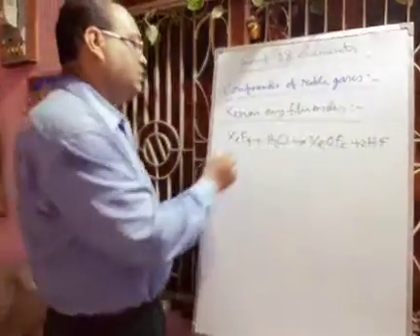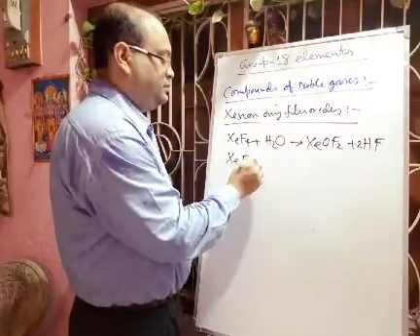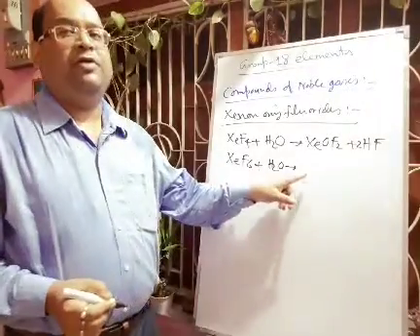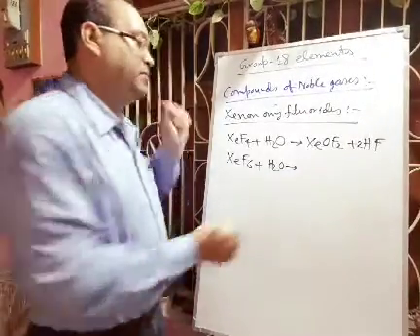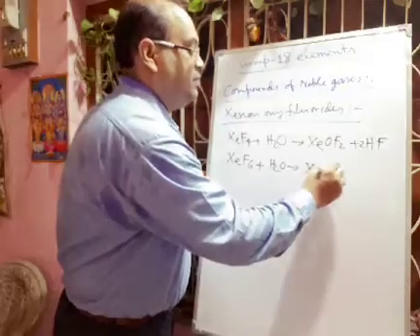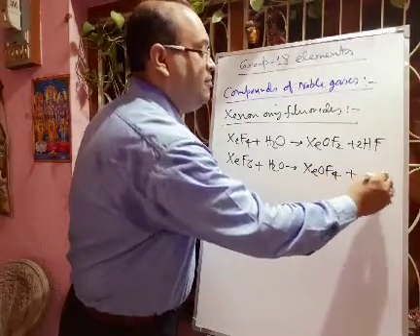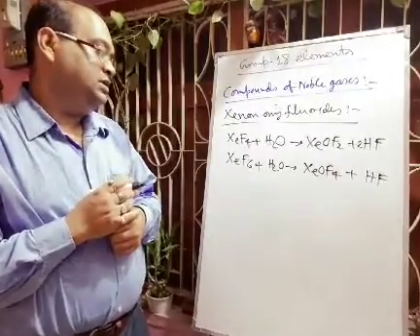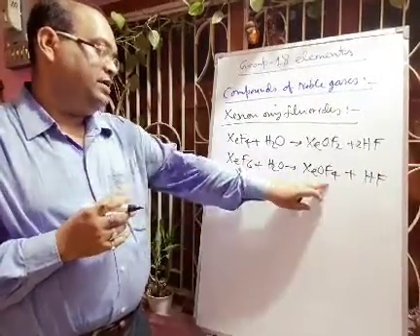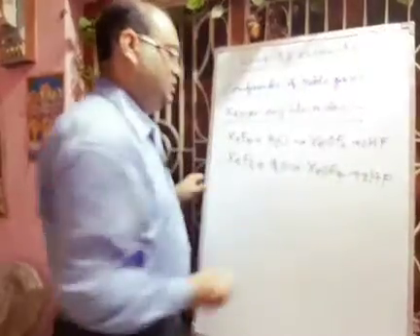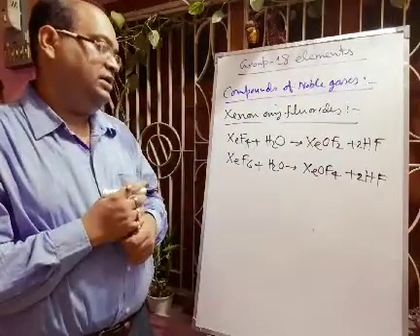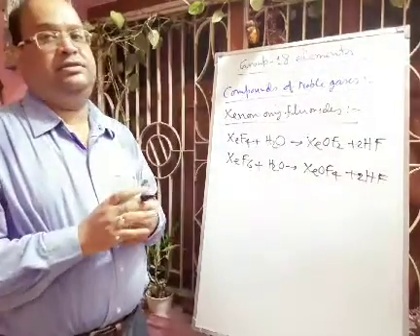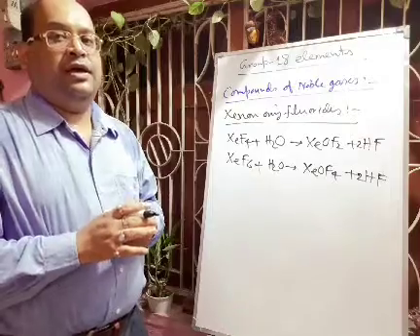And if you take xenon hexafluoride and add water, then it will produce XeOF4 plus HF. Now you have to balance this equation. Here already 4 is taken, so here you have to put 2. Now I think it is balanced. So these are the xenon oxyfluorides.